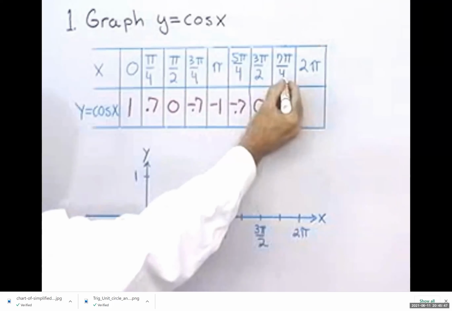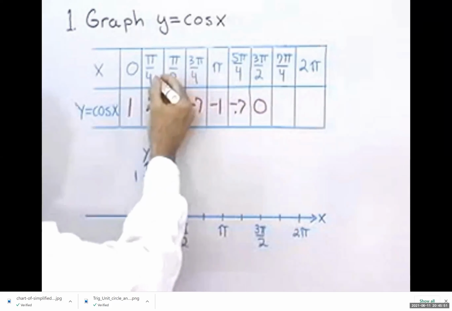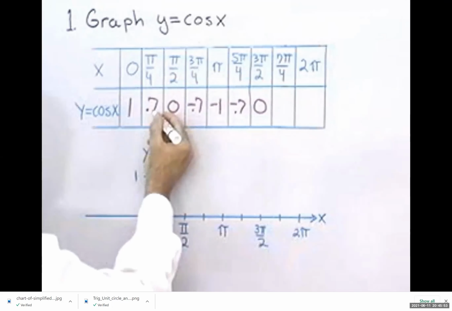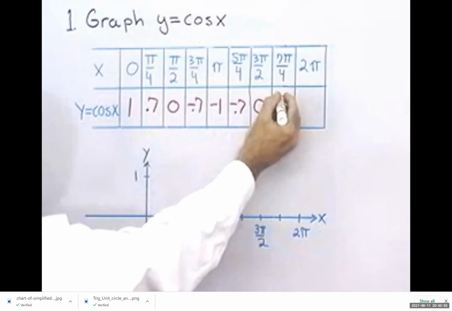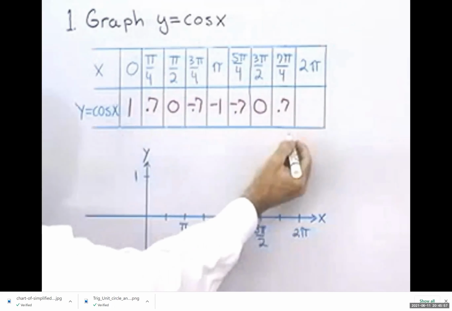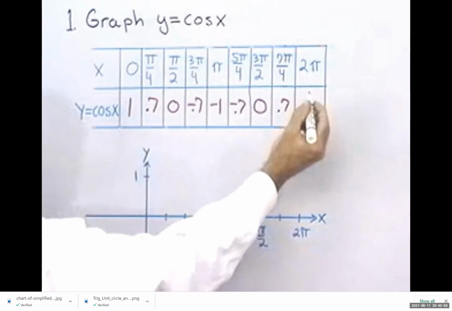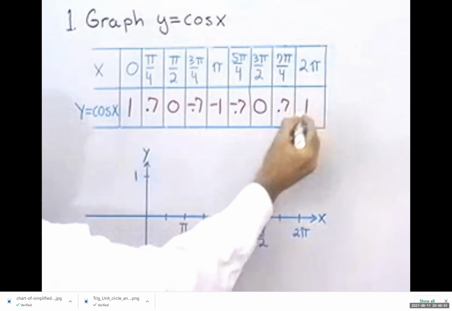Cosine of 7 pi over 4: 7 pi over 4 is in quadrant 4. Its reference angle is pi over 4, so the cosine is going to be 0.7, and in quadrant 4, cosine is positive, so it's positive 0.7. And then, of course, cosine of 2 pi is going to be back to 1.